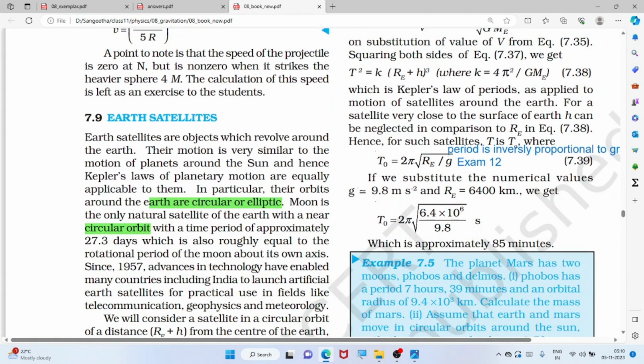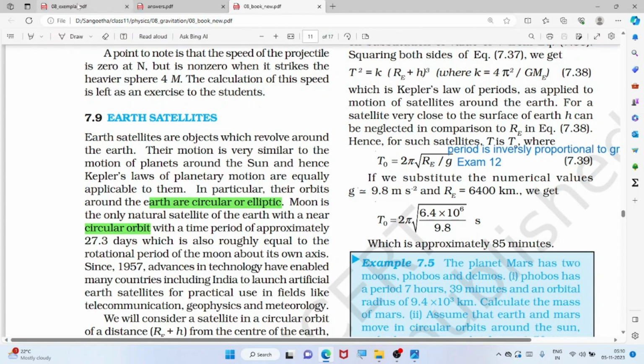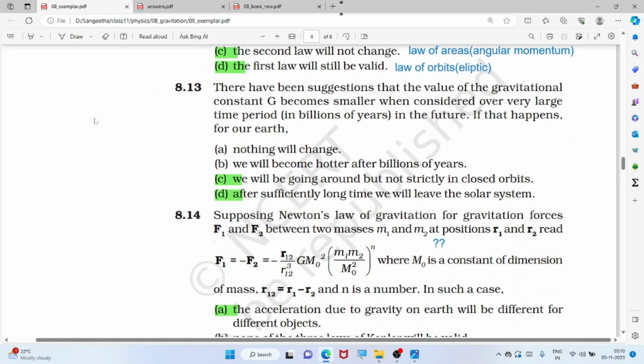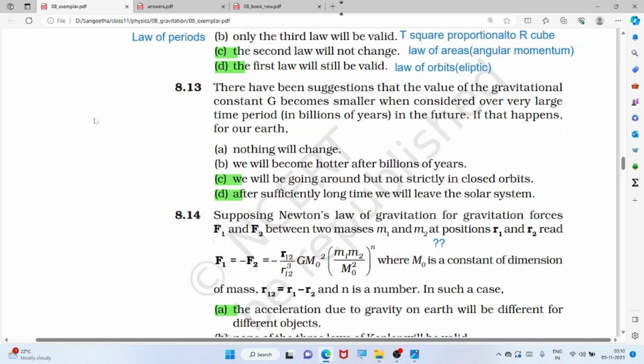This is how the time period is computed, depending on the relation. There has been suggestions that the value of the gravitational constant G becomes smaller when considered over a very large time period, billions of years in the future. If that constant becomes smaller, then we will be going around the sun, but not strictly in closed orbits. After a sufficiently long time, we will leave the solar system.